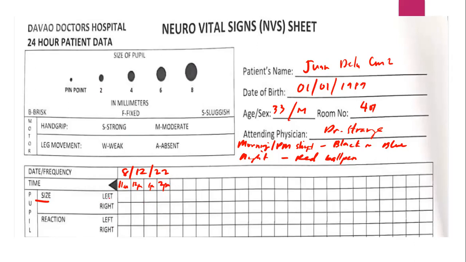So, we have size. For example, if the left is 2, and the right is 2, write 2. For reaction, if brisk, write B. If the size is 4, write 4. If sluggish, write S. For example, if 6 and fixed, you should refer that already. The patient may have had a seizure or arrested. Alright? So, yan.